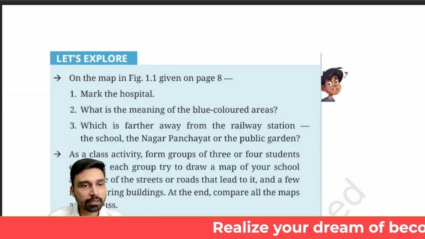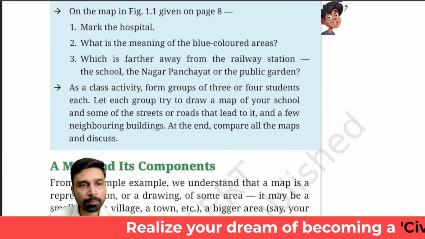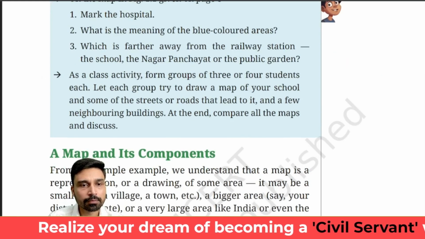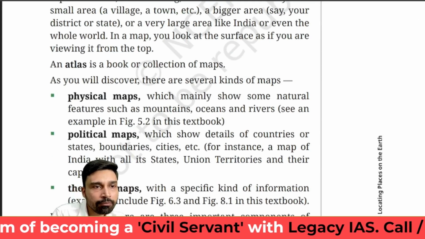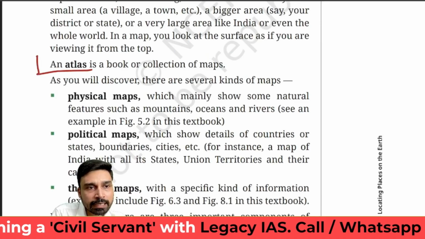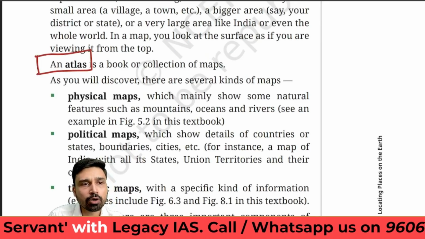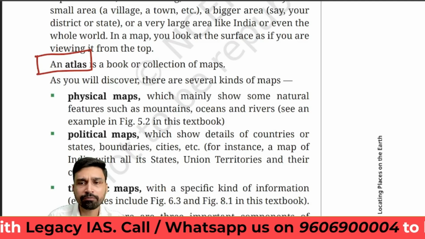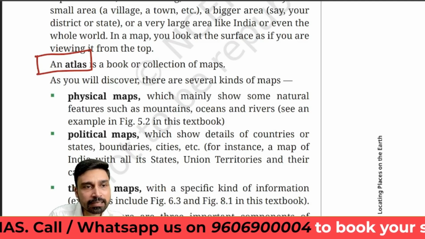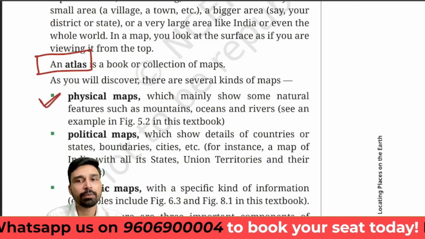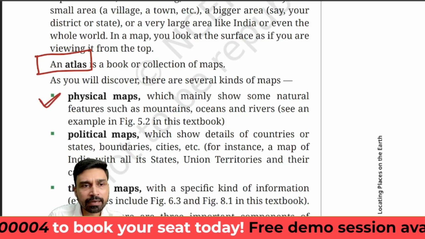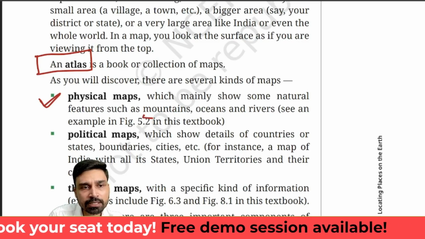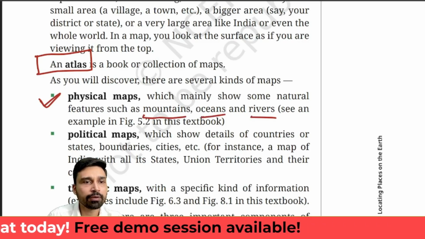Now the next topic is the map and what the main components of the map are. Most of the maps we study are in an atlas. An atlas is simply a book or collection of maps that shows you different things. In the atlas, various types of maps can be given. First is what we call a physical map. In a physical map, mainly natural features are given, such as mountains, oceans, and rivers.